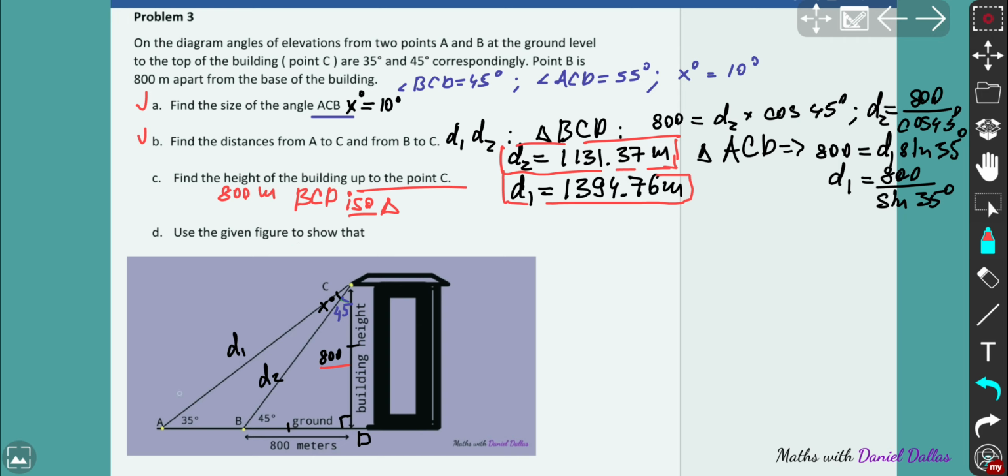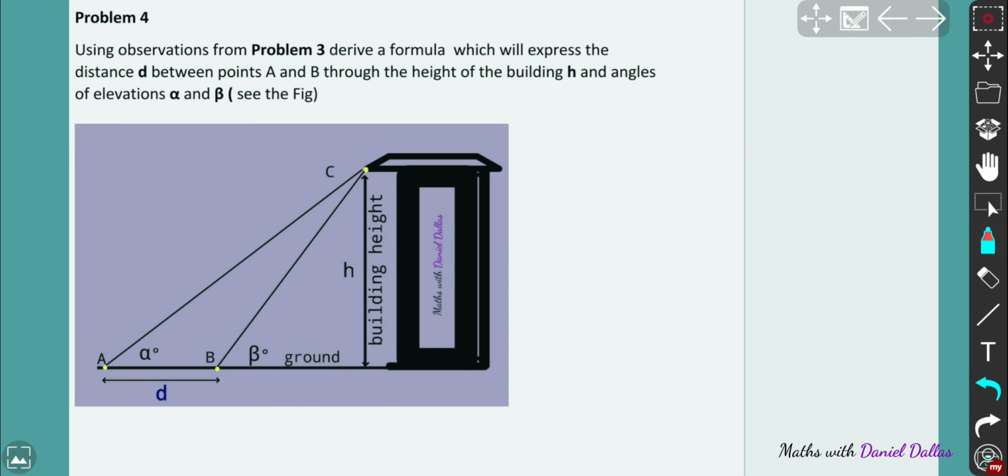Oh, that's actually the end, because we also have the next problem, and in the next problem we want to figure out, let's go to the next one. So, using the observation from problem 3, derive the formula which will express the distance d between points A and B through the height of the building H and the angles of elevation alpha and beta. So we need to derive the formula that connects d as the distance, and it's the subject of the formula, with the height of the building and the angles of elevation as well.